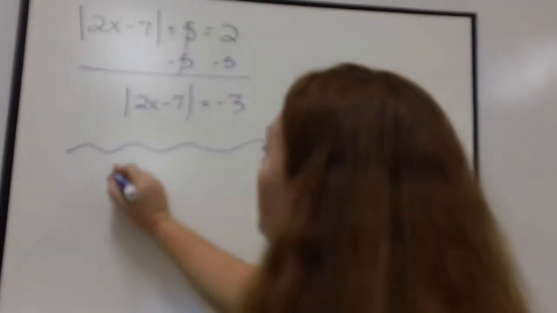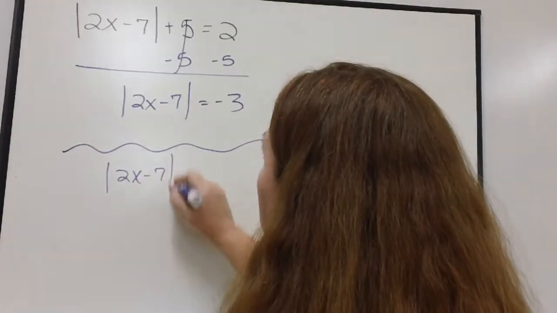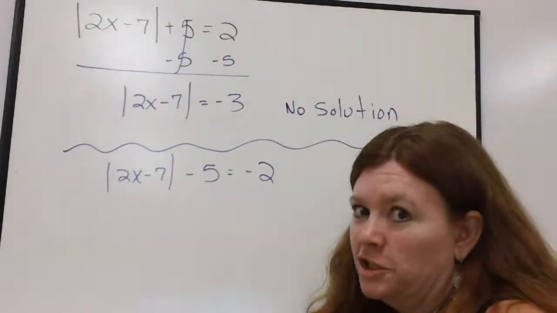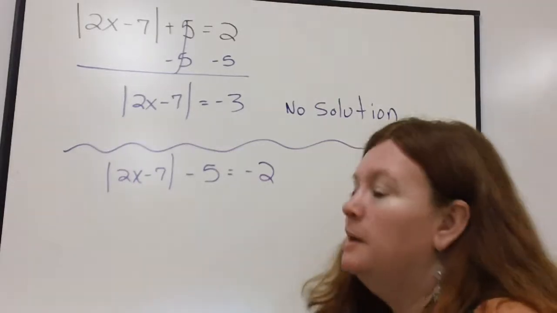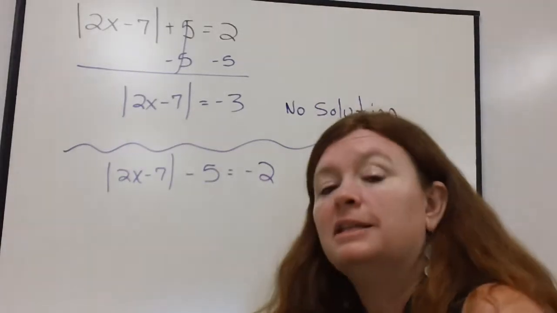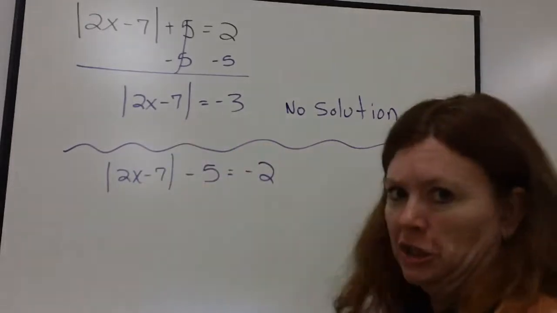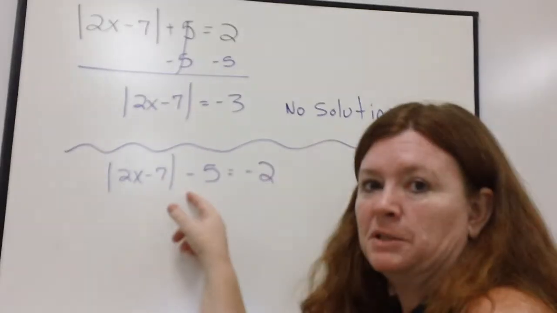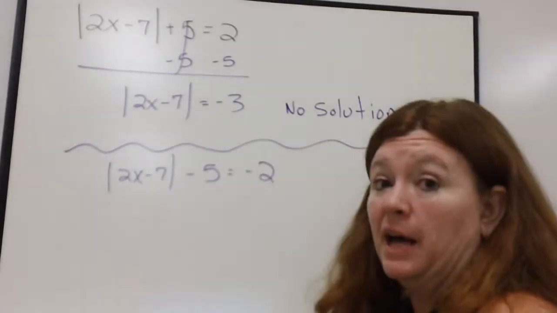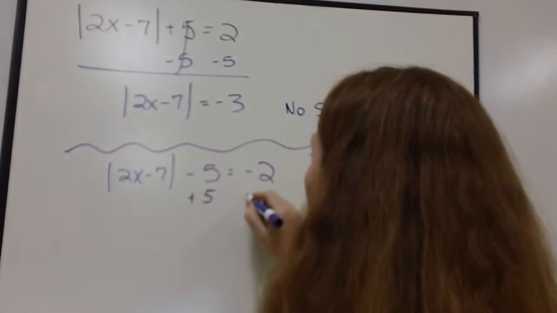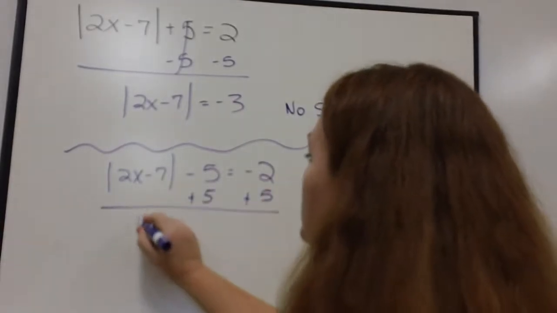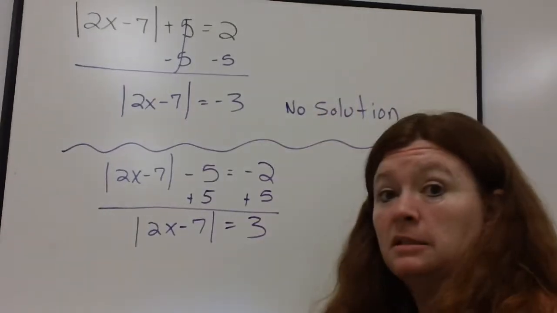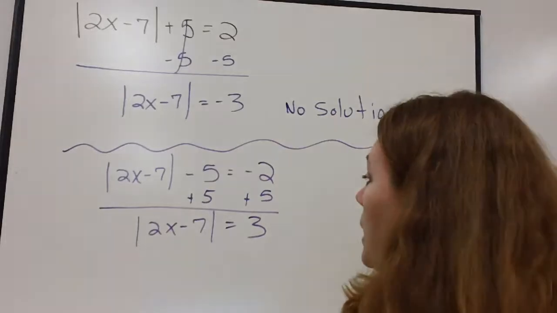Let's move this. What if I had something like this? Don't jump to no solution too quickly, because the only time you can decide that it's no solution is when you have isolated the absolute value. You get it all by itself. I have not isolated my absolute value, so I should add 5 to both sides. And when I add 5 to both sides, you will then see that there is a solution. Matter of fact, there will be 2.